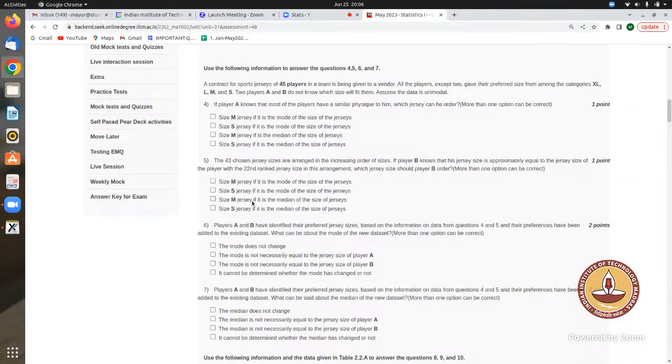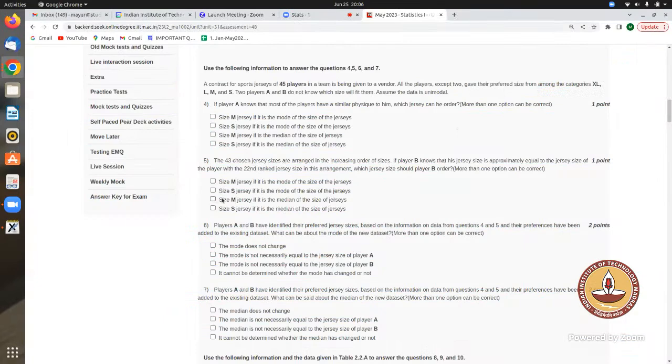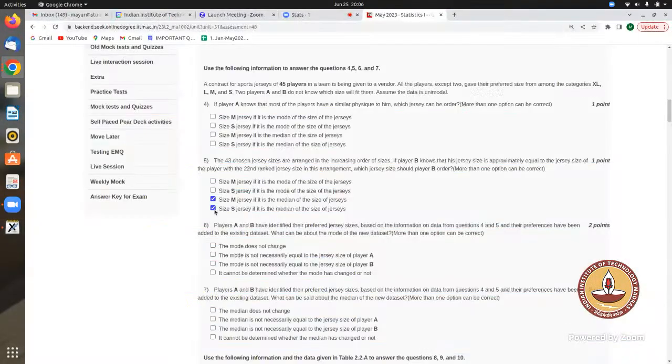If size M is the median, then what will happen? The 22nd ranked player will have the median size jersey, and then definitely player B will have a medium size jersey because it is the median of the jerseys, right? Yes, sir. So option C is correct, and similarly, if S is the median, then option D is also correct. So C and D will be the correct options here, right?